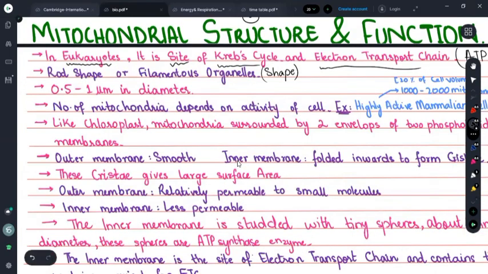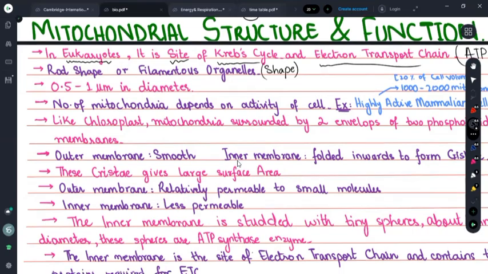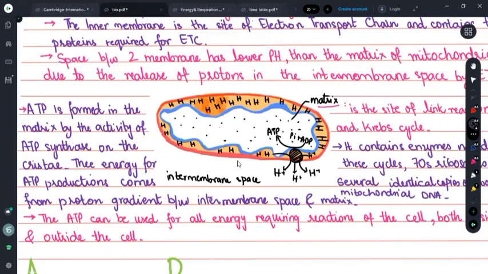Now, coming to the shape of mitochondria, it is either a rod-shaped or filamentous organelle. So, it looks somewhat like this. It is a rod-shaped structure. It has an outer membrane, inner membrane, and then mitochondrial matrix. This is an outer membrane. Then it has a folded inner membrane, and then cytoplasm, which is called matrix.